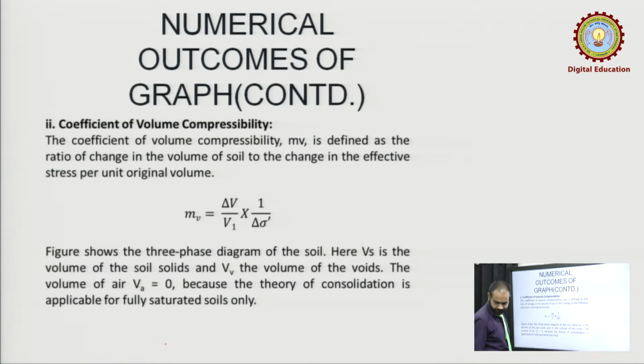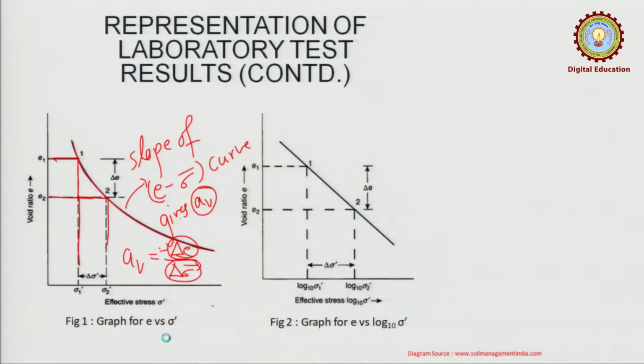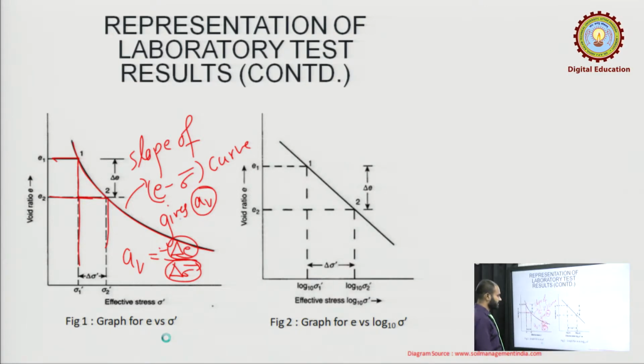Because in the graph also, if you see, with the increase in the effective stress, the void ratio continuously decreases. It is continuously decreasing as we increase the effective stress. You can see here, as this is increasing, this is decreasing, hence a negative sign is put there, to understand this phenomenon.